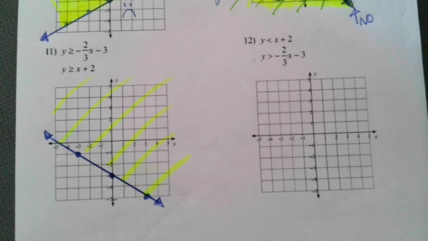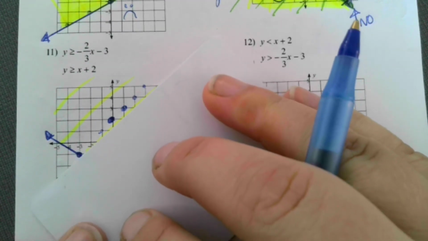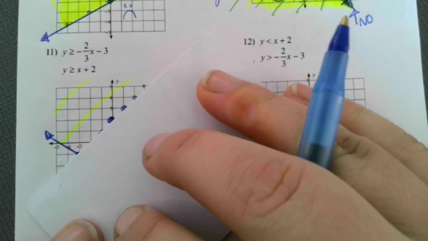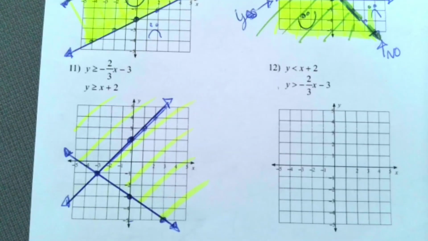What's my y-intercept for the second equation? What's my slope? Yeah, just up 1/1. Solid or dashed? I'm trying to draw a good line. Am I shading above or below? Above.